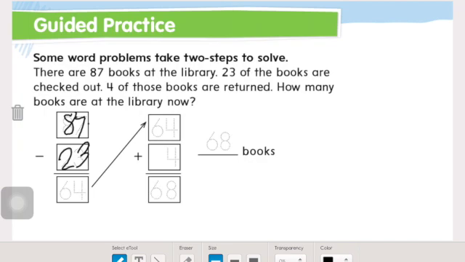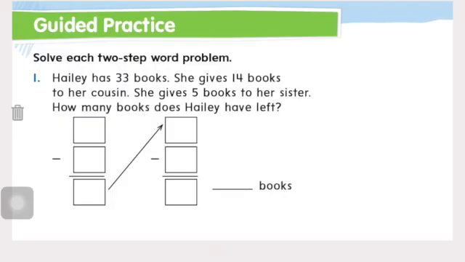So I have more on the top, no need to stop. 7 minus 3 is 4. 8 minus 2 is 6. I need to use that answer, 64, because that's how many I have with the 23 checked out. Now it says 4 of those books are returned, which means they're brought back. So we're going to add 4 back to the 64 we had left. 4 plus 4 is 8. 6 plus 0 is 6. So 68 books are at the library now.